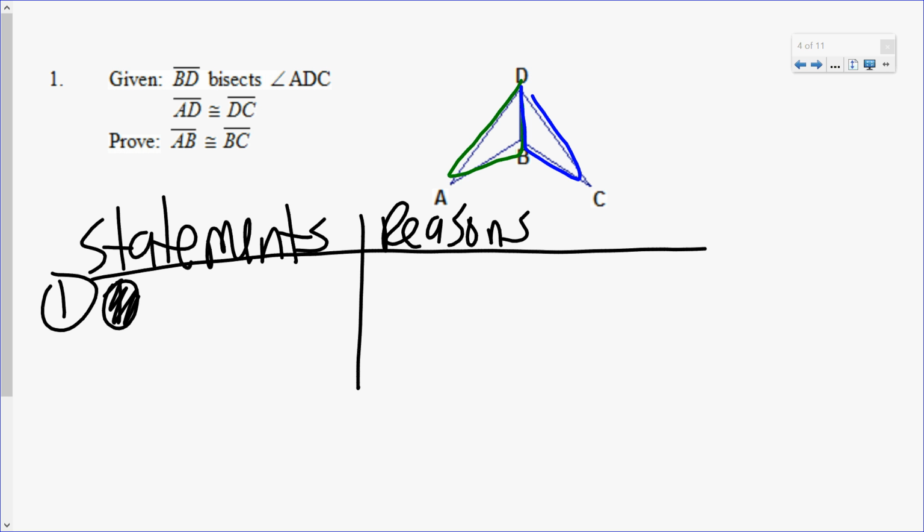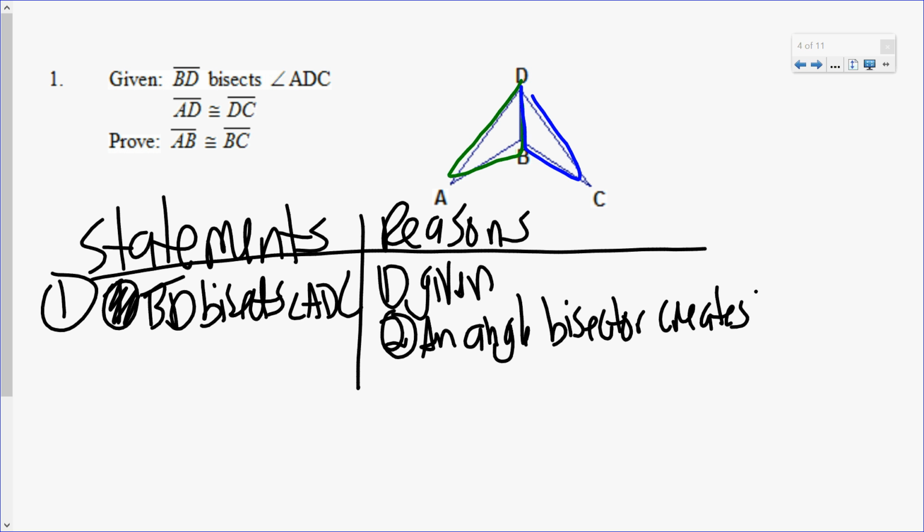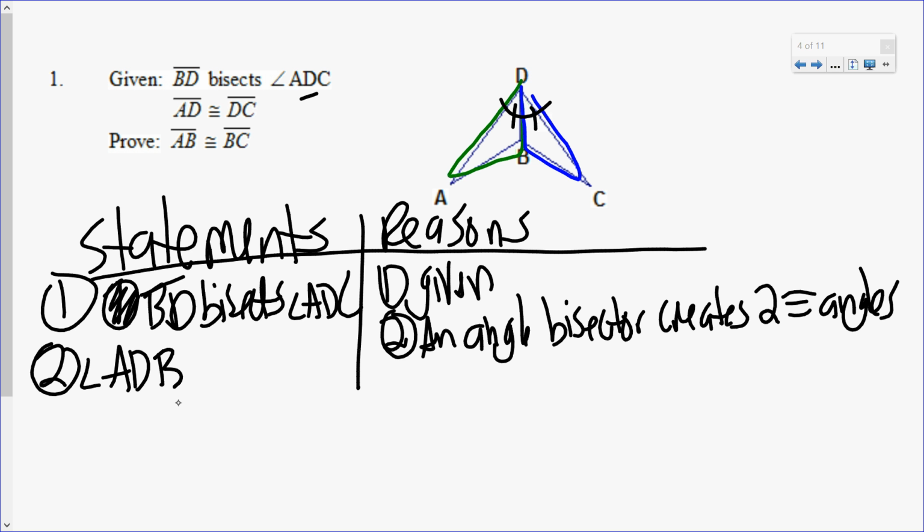I don't know why I wrote number 1 twice. BD bisects angle ADC, given. I do a mini proof with that. That's an angle bisector. Creates two congruent angles. So D is the vertex of what's being bisected. Those are my two congruent angles. D is the vertex of each. Angle ADB is congruent to angle CDB.